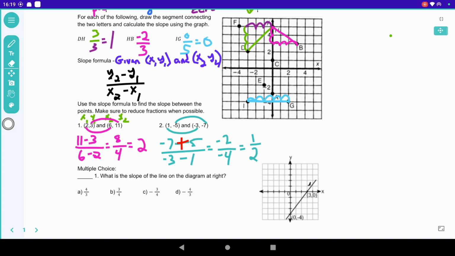Go ahead and complete the rest of this worksheet, and when you finish, turn it into your teacher.